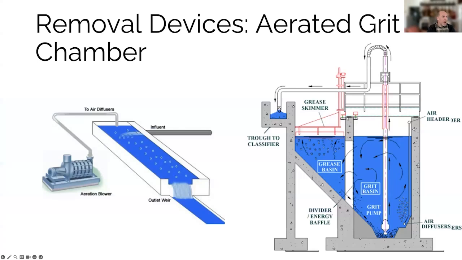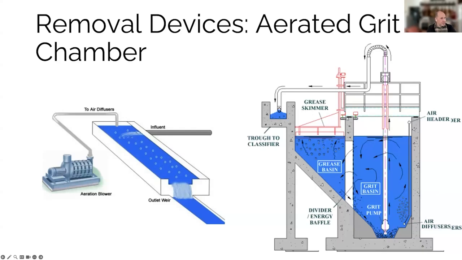There are also more high-tech aerated grit chambers. So you're looking at a top-down section on the left and a cross-section on the right. These are very typical for newly designed plants. They have very high removal rates. They can remove 95% of the grit, and they use air in the grit chamber to both move the water around, but also to make the water less dense so that the grit falls out easier.